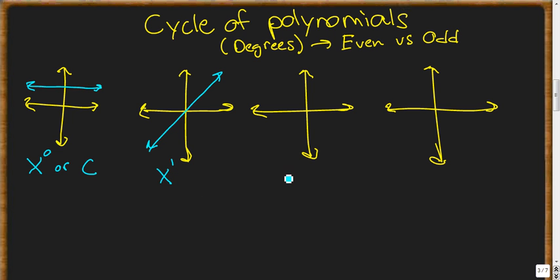So the next one is an x squared. So this is like a parabola. Notice how it's, again, very symmetric. It starts up high and it ends up high.